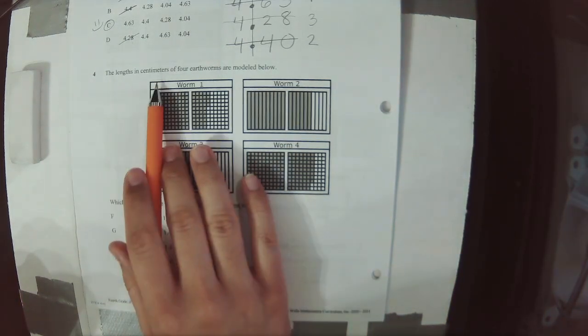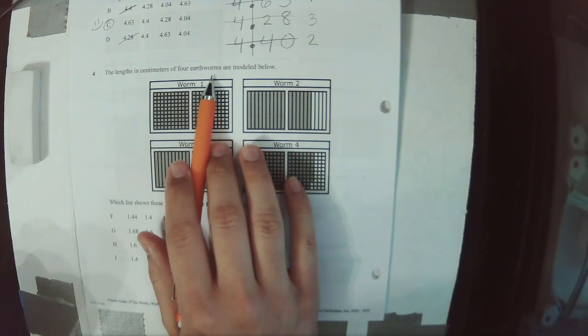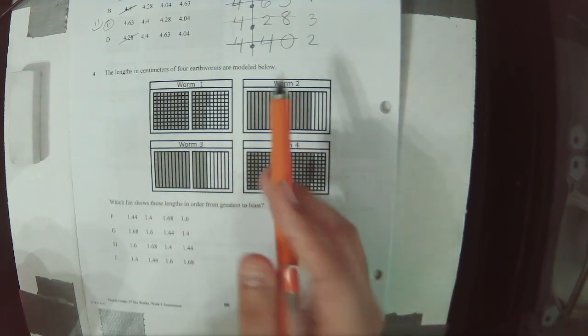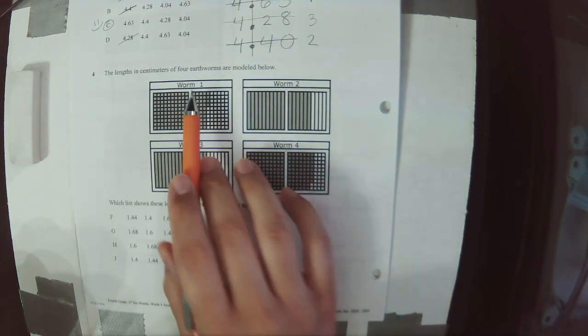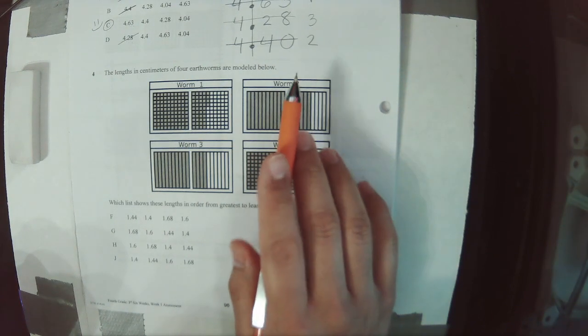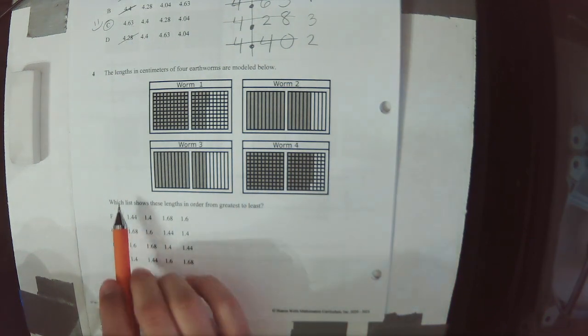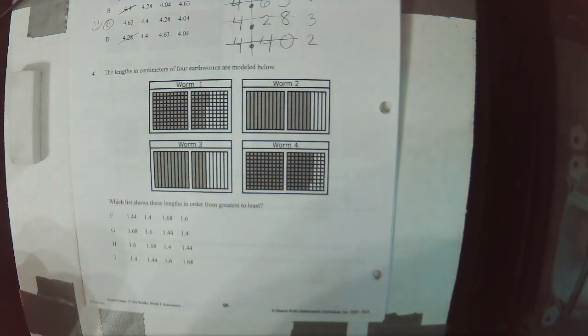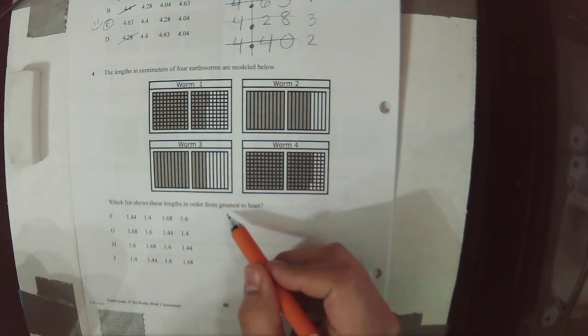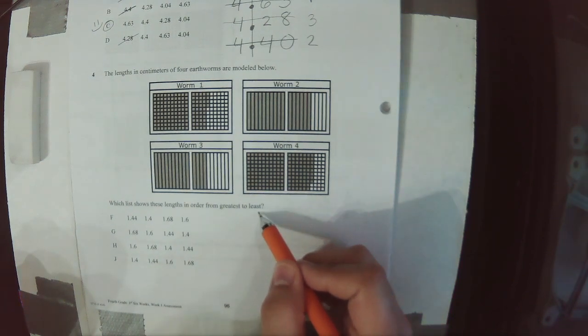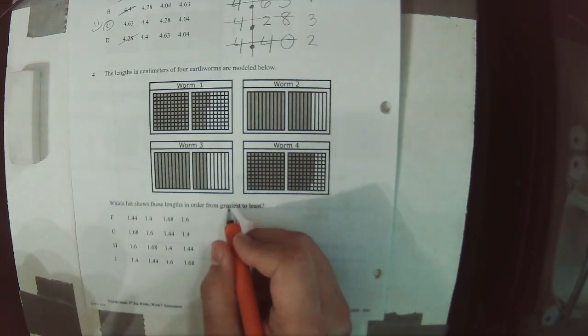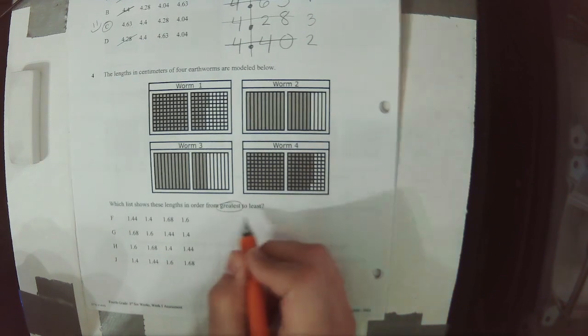The lengths in centimeters of 4 earthworms are modeled below. We have worm number 1, worm number 2, worm number 3, and worm number 4. Which list shows these lengths in order from greatest to least? Okay, greatest to least.